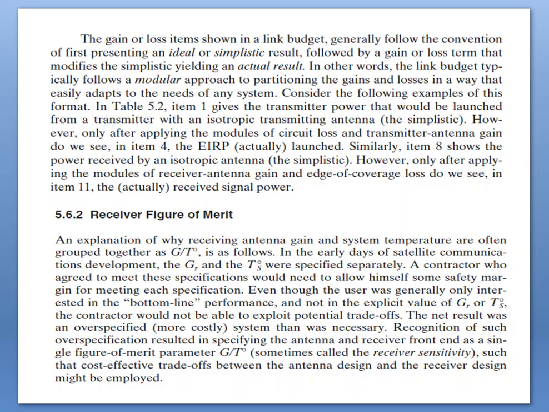Even though the user was generally only interested in the bottom line performance and not in the individual values of G and T, the contractor would not be able to exploit the potential of trade-off. The net result was an over-specified system. Recognition of such over-specification resulted in specifying the antenna and receiver front end as a single figure of merit parameter, G by T naught. Such a cost effective trade-off between the antenna design and the receiver design might be employed.